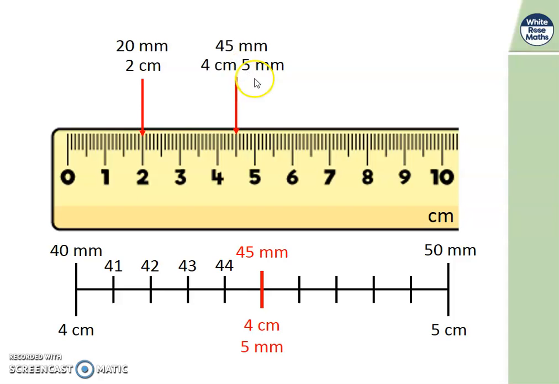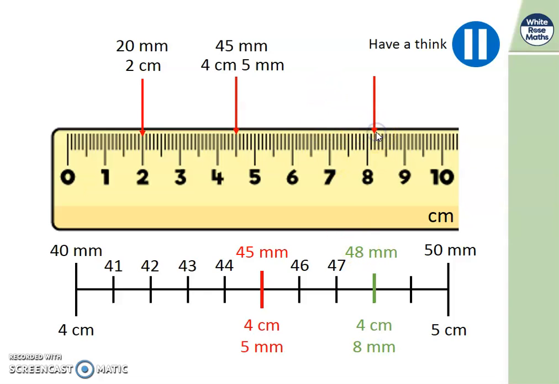Let's record that up here. Let's have a look at this green one now. Well, we know that that's 45, so we can continue from there. We don't need to start back here. 45, 46, 47, 48. So that's 48 millimetres. What would that be in centimetres and millimetres? Well, we know that this is 4 centimetres and 5 millimetres. That's 6, 7, 8. So that's 4 centimetres and 8 millimetres. Well done.